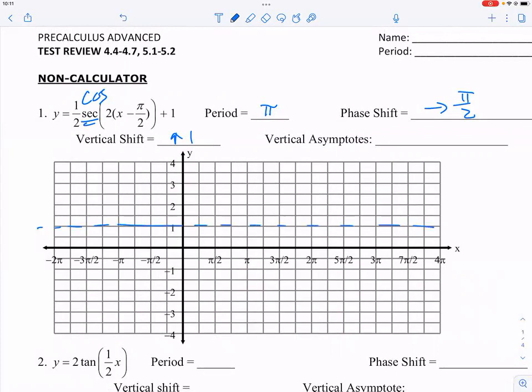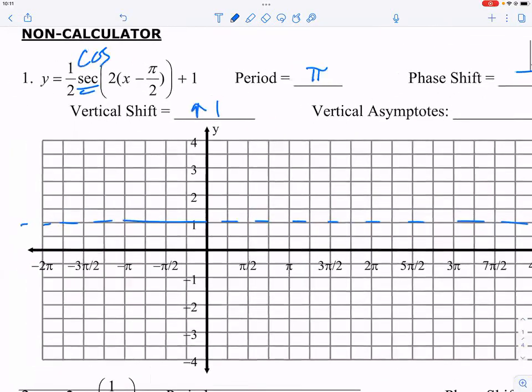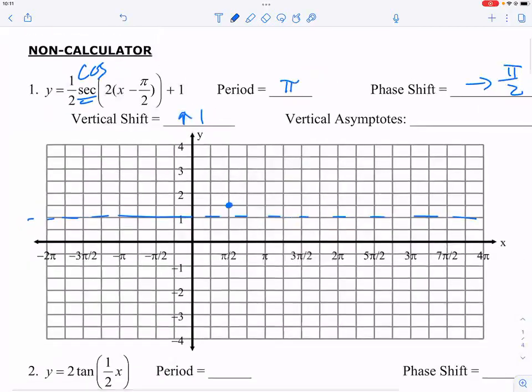So you plot the points of the cosine function. Cosine starts at the very top. So the amplitude is 1/2, so it should be right here. But then it's being shifted to the right by pi over 2. So that means our first point will be here. And where do we plot the second point? The second point would be plotted here, because that is exactly 1 period away.